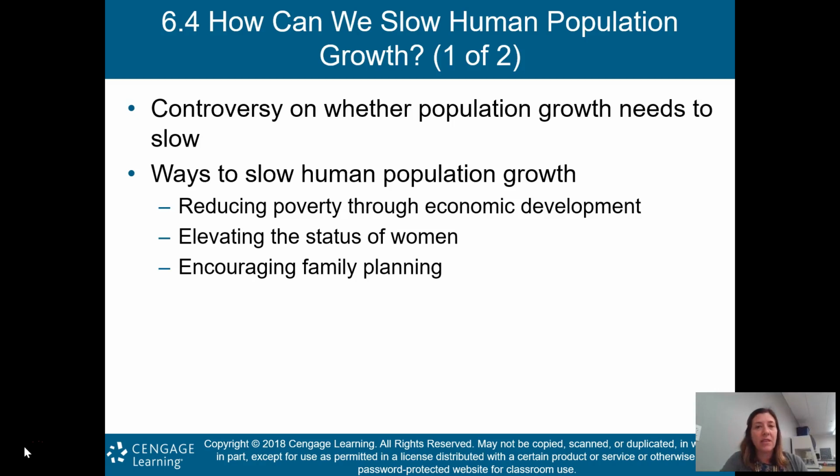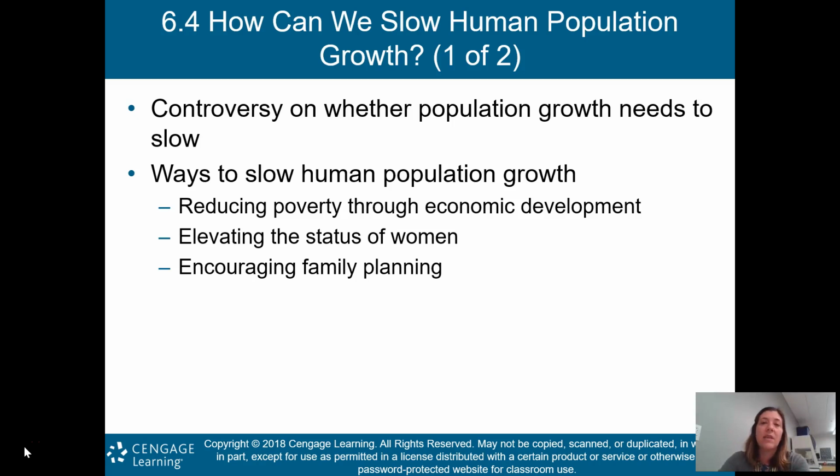So I mentioned this, I think, yesterday in our lecture, but the key concept for this section of the chapter is that we can slow population growth by reducing poverty through economic development and also through elevating the status of women and encouraging family planning in these countries that have very high population growth.